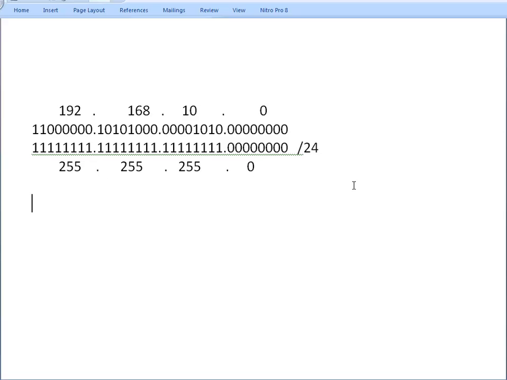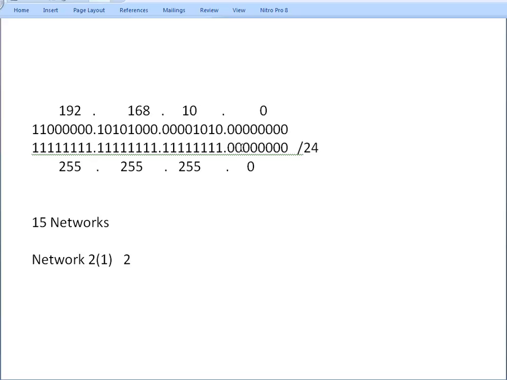Now I need say 15 networks. Somebody comes to you and says, okay, I need 15 networks. So how many zeros do I need to borrow to create 15 networks? Well, it's easy. We know the formula for the network, the formula was 2 to the power n. So if you borrow 1 bit, just 1 bit, this will change to 1. And the formula will be 2 to the power 1, which is 2, and it's not enough.